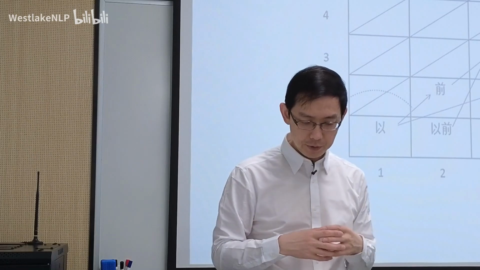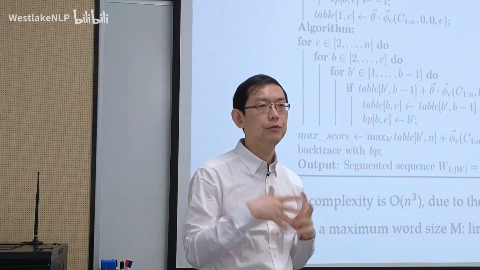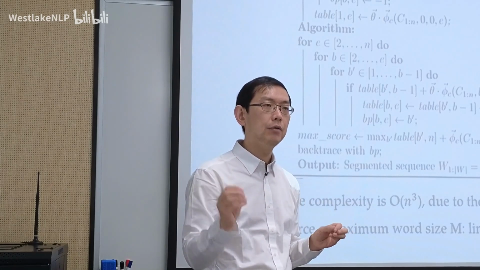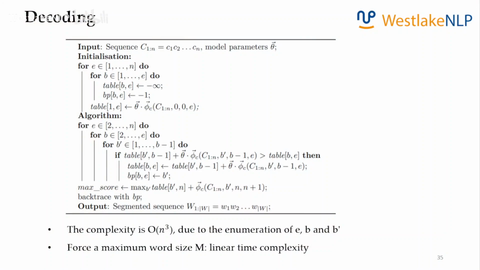Next, shows you the pseudocode. Basically, you just fill the table TB, and you fill the table BP by enumerating B, enumerating E, and then enumerating B prime. Right? So what's the time complexity? N to the power of 3, right? 3 loops.